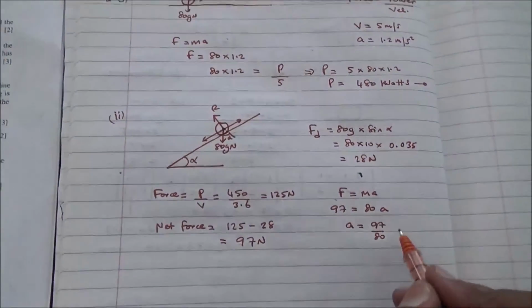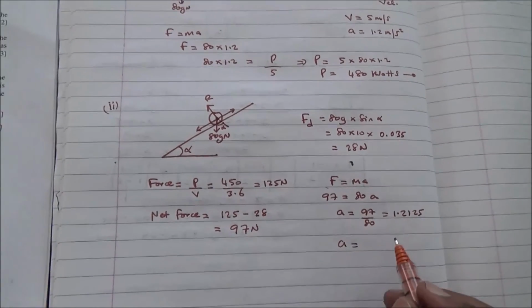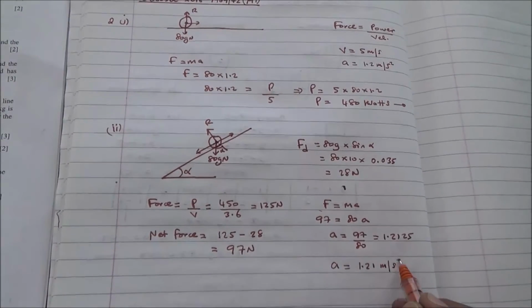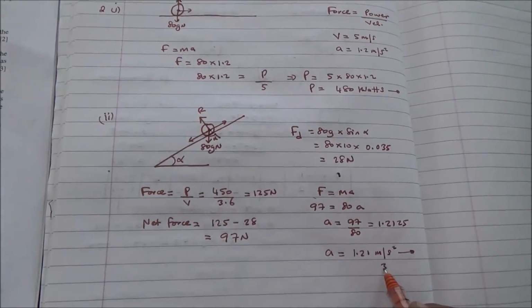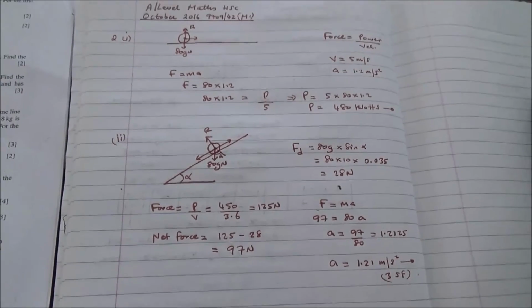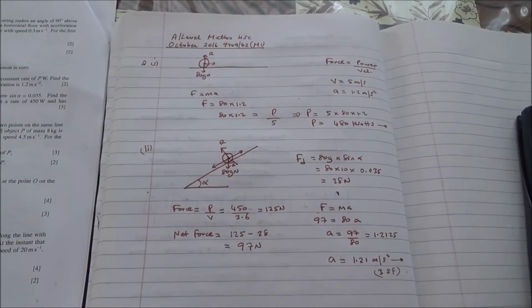1.2125, so that's going to be 1.2125. Therefore your answer for the acceleration is going to be 1.21 meters per second squared to 3 significant figures. This question is taken from October 2016, A-Level Maths HSC Mechanics 1.